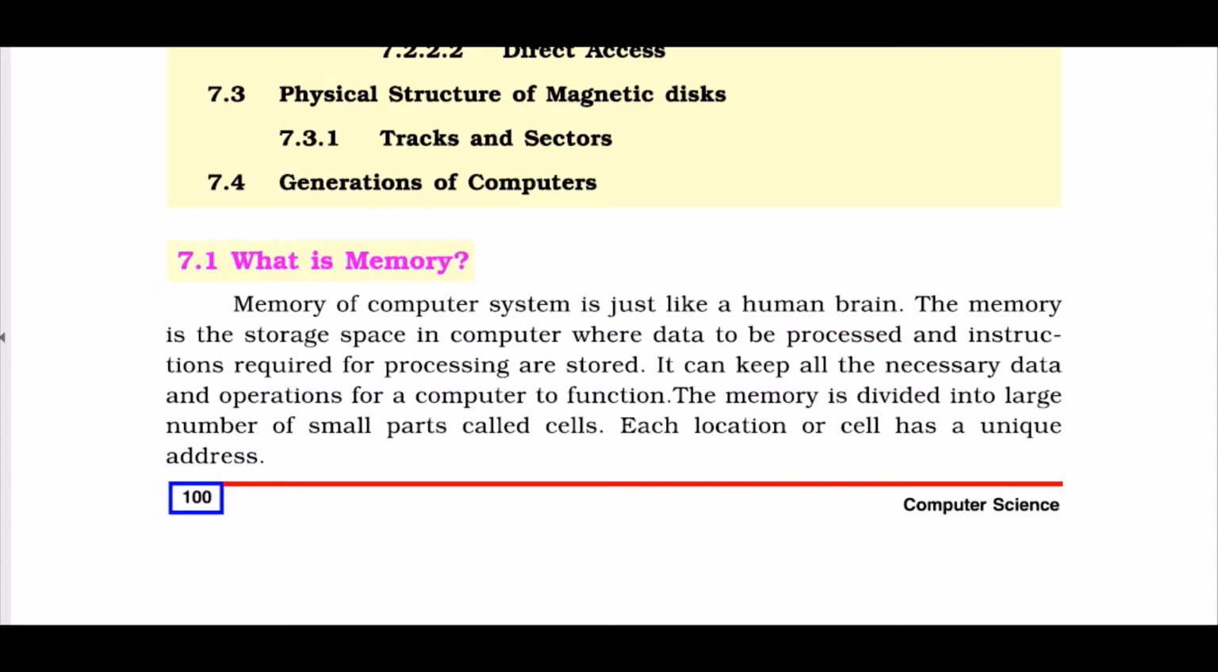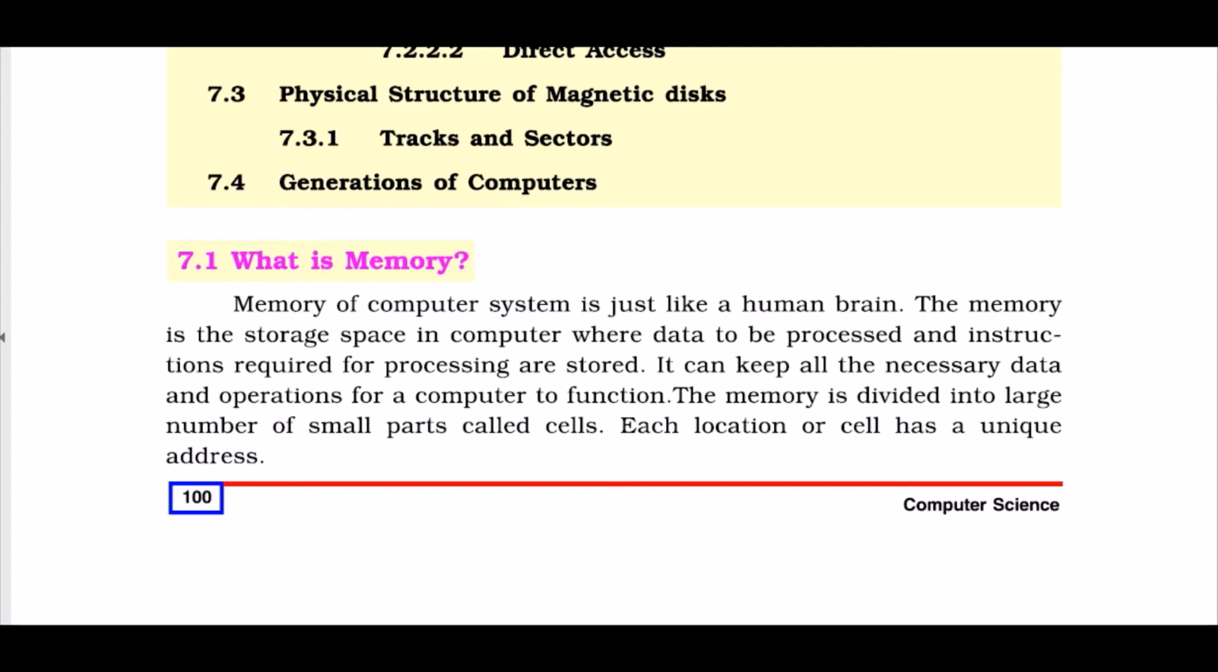We have read that computer is just a machine, right? And instructions are required to run this machine. Every instruction, every process that needs to be done in a machine has to be stored somewhere. This is where memory comes in. You want to start a process, you have to store some instructions: start, stop, click, everything. It can keep all the necessary data and operations for a computer to function.